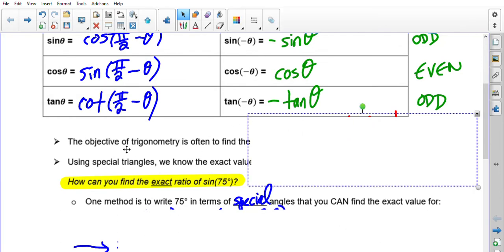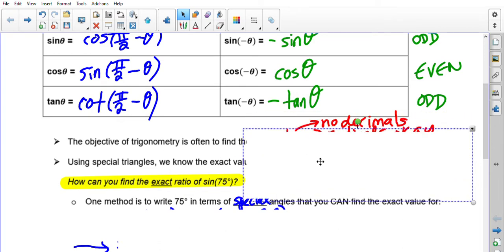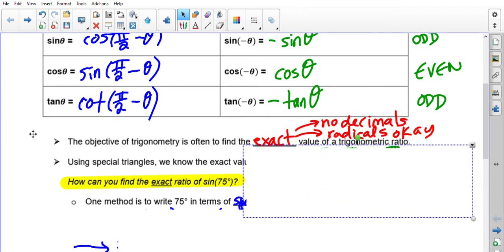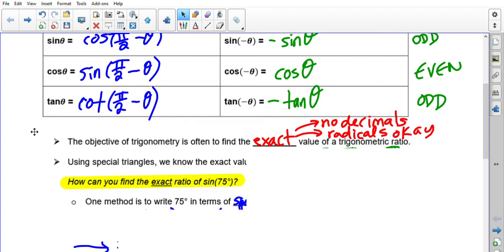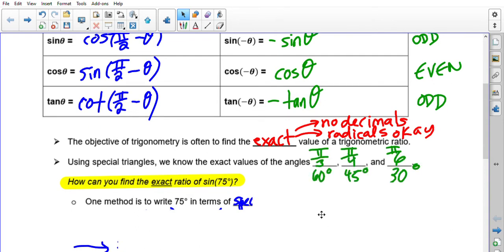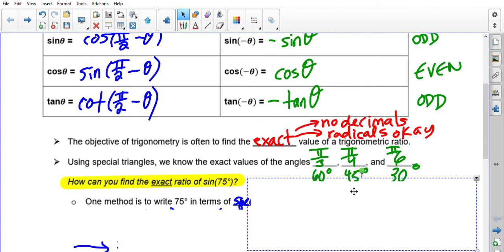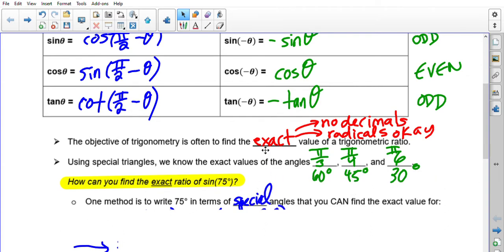All right, so what is the objective of trigonometry? It is often to find the exact value of a trig ratio. That means we want to be able to find a value without using a calculator, so no decimals, and radicals are okay. Using special triangles is when we know the exact values of angles. That's when we work with pi over 3, remember that's 60, pi over 4, 45, and pi over 6, 30. Any of these three help us work with special triangles and exact values.